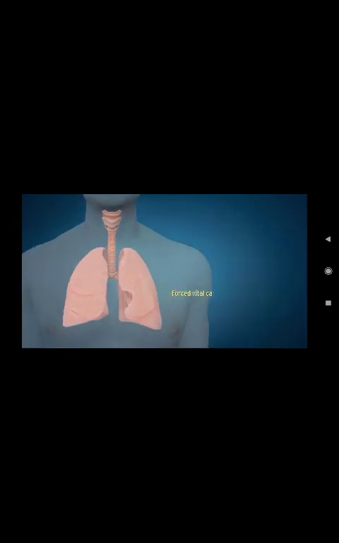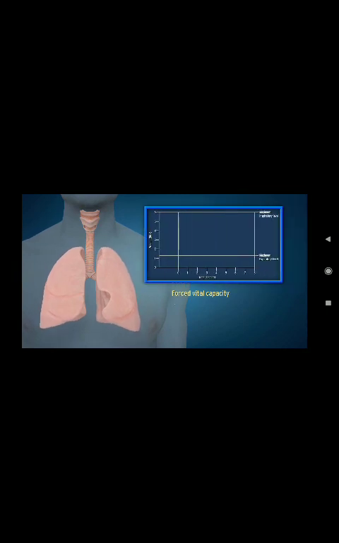Forced vital capacity, FVC. It is the maximum volume of air which can be forcefully expelled out after a forceful maximum inspiration. It is also known as timed vital capacity. The FVC is a rapid, forcible, and complete exhalation of air after a maximum inspiration. FVC has three major components.